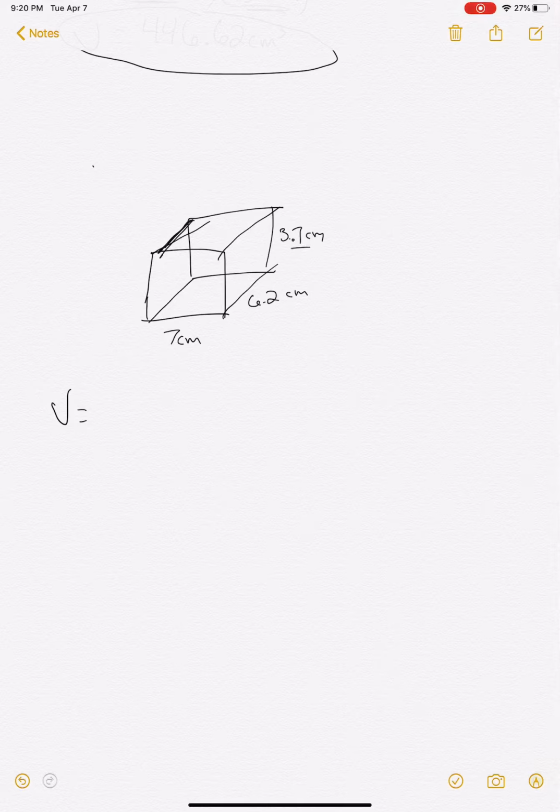So what you're going to be doing is multiplying these all together. Our formula is, I always get these mixed up, so I think it would be our length times our height. Just give me one second, I'm looking these up. So it would be our length times our width times our height, and that will give us our volume. So our length would be the 6.2 centimeters. Our width, sorry, I have that mixed up.